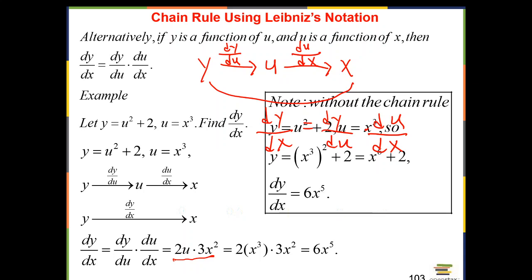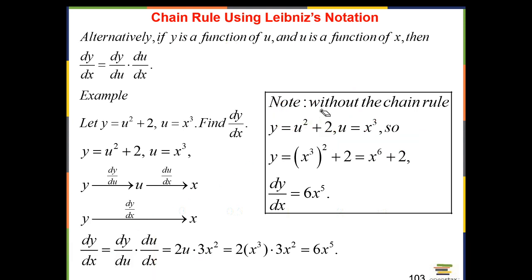Okay? And if we don't, so without the chain rule, we can say y equals u squared plus 2, where u is x to the third. If you substitute x to the third for u, we get x to the 6 plus 2, and then if you take the derivative, you get that. So the answer is correct. But we can't always do that. This would be really difficult to do, right? So we have to use the chain rule.